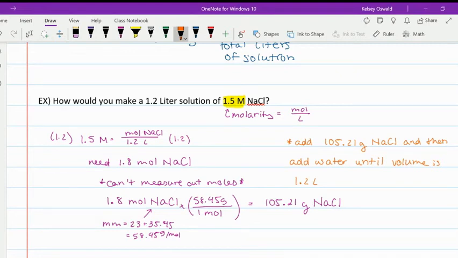So in this problem, we were able to use our molarity equation to figure out how many moles of NaCl we needed. But then if we're actually in the lab, we would need to convert those moles into grams so that we can actually mass it out. These problems will be pretty nice because we're always using the same equation over and over. It's just we'll know different values.